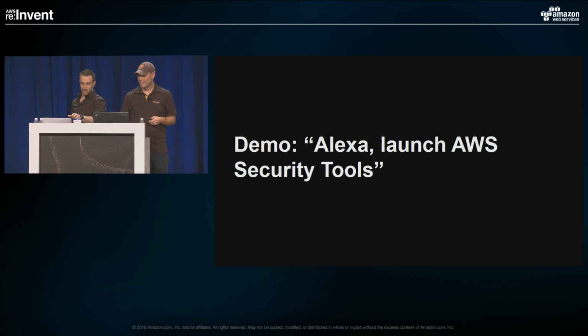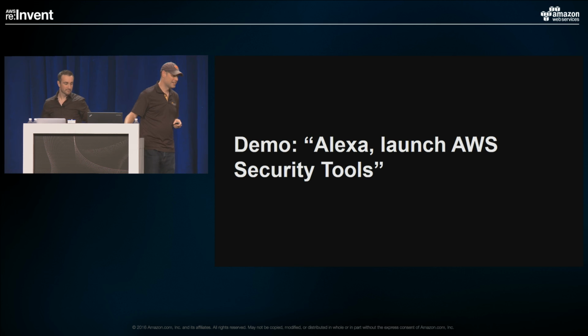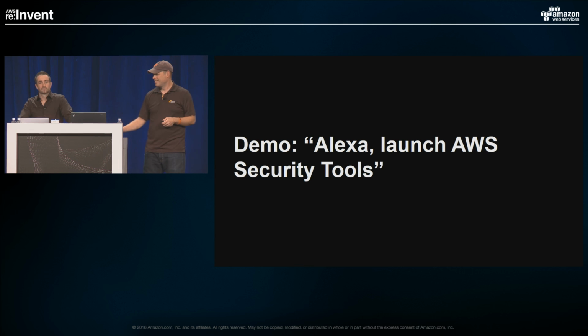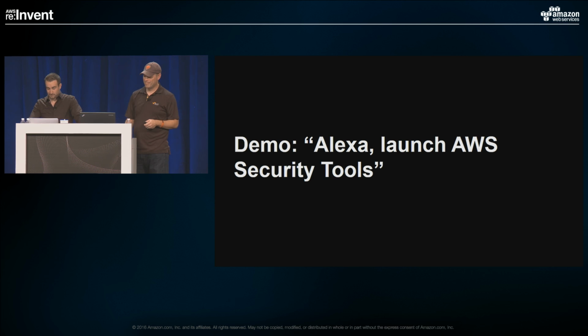Alexa, launch security tools. Welcome to your AWS Security Toolkit. You can ask me to perform security operations or gather information about your AWS environment by saying things like, run inspector on my production web instances, or give me a trusted advisor summary.